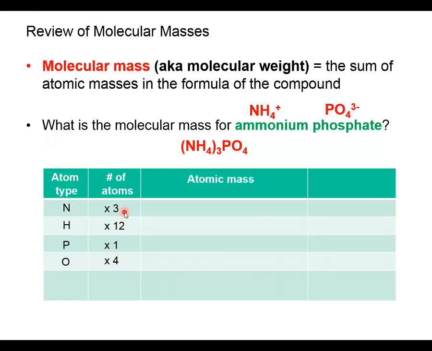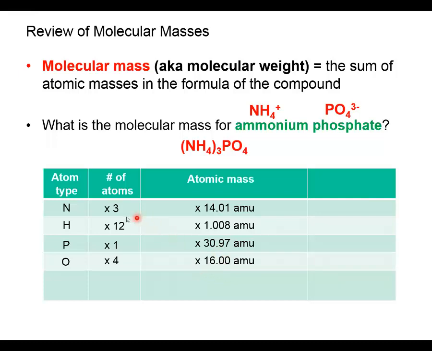Now the next thing you should have done was set up your column for atomic masses. So I go to the periodic table and look at the atomic masses for nitrogen, hydrogen, phosphorus, and oxygen. Nitrogen's atomic mass is 14.01 atomic mass units for every nitrogen atom. My hydrogen atomic mass is 1.008 atomic mass units. It's the relative atomic mass for hydrogen atoms. I look at phosphorus. It has a mass of 30.97 atomic mass units. Remember, I'm getting these all from looking at my periodic table, which you will always have during your tests. Then I look at oxygen's atomic mass. It's going to be 16 atomic mass units.